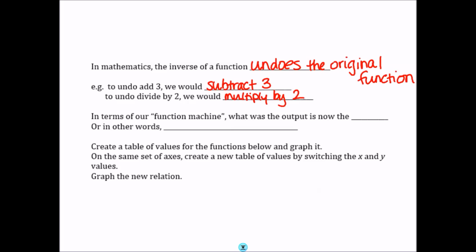So in Algebra 1, you probably talked a little bit about a function machine. You put a number into the function machine and you get a different number out. So when we're talking about inverses, the thing that was the output is now the input. Or in other words, the x and the y switch.